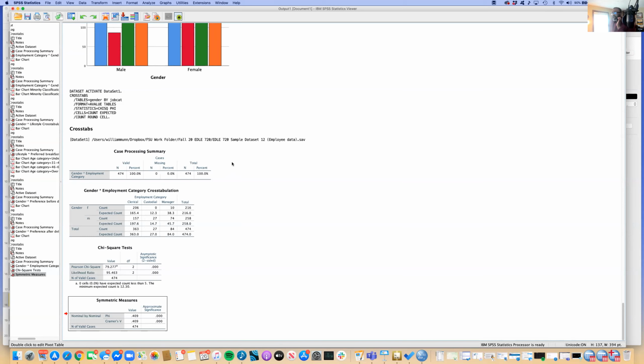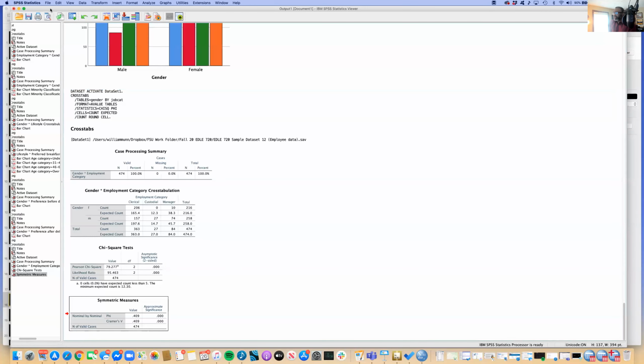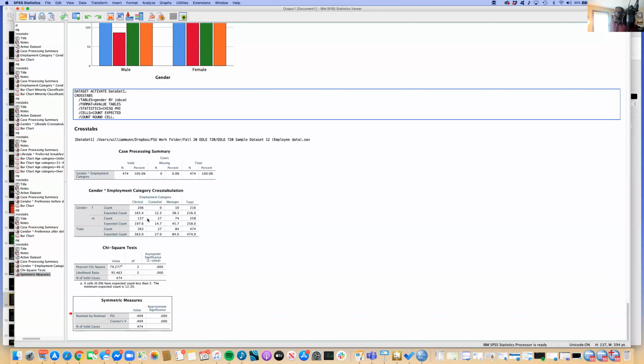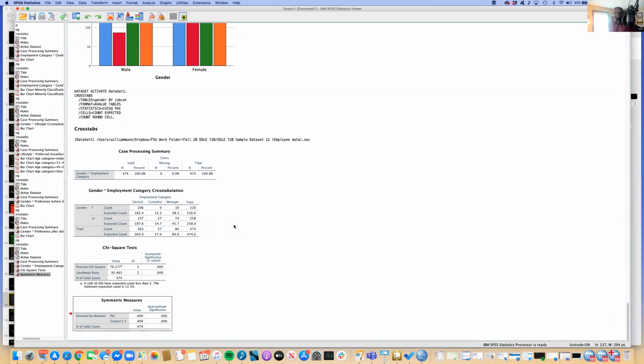We are basically examining if there's a relationship between two categorical variables. The more cases, and I can tell you right now, given the amount of cases they have here, 474, if there was a relationship to be had, it was going to be very strong. We were going to know definitively if there was a relationship.